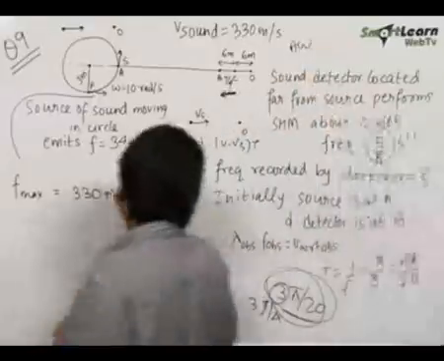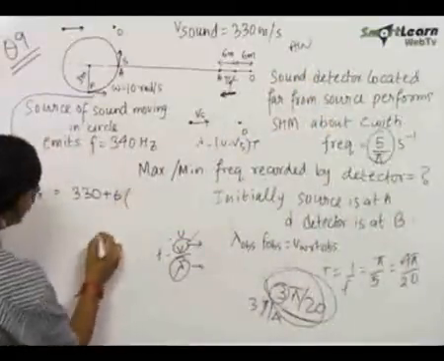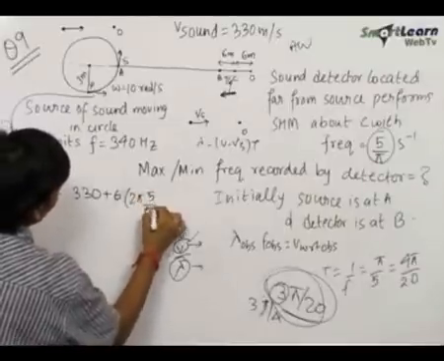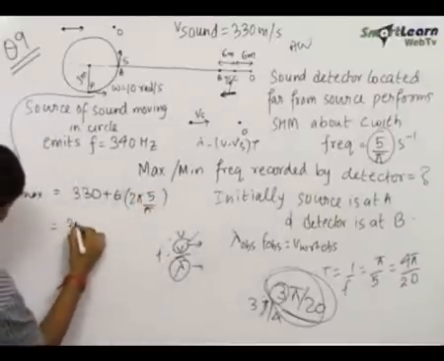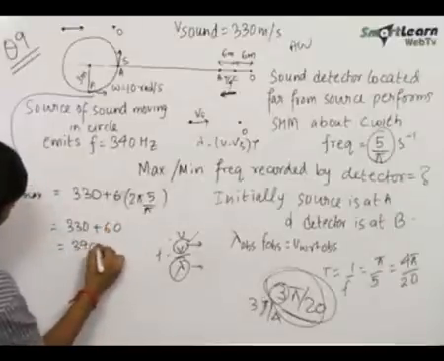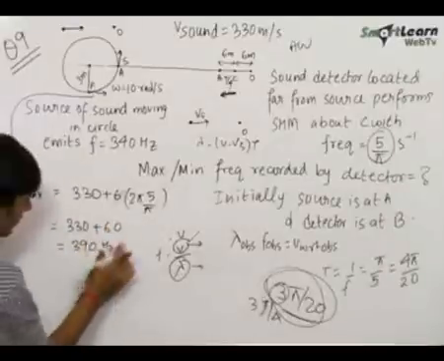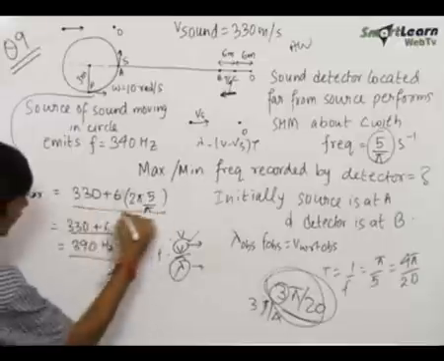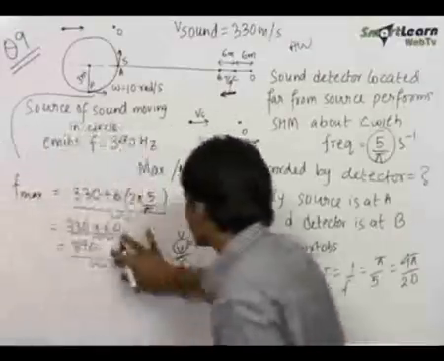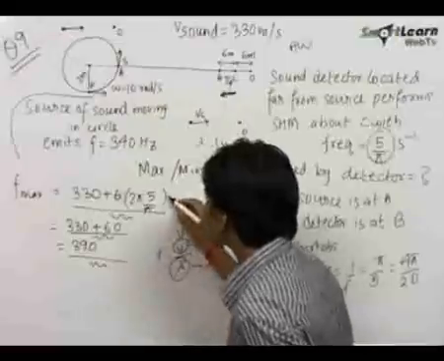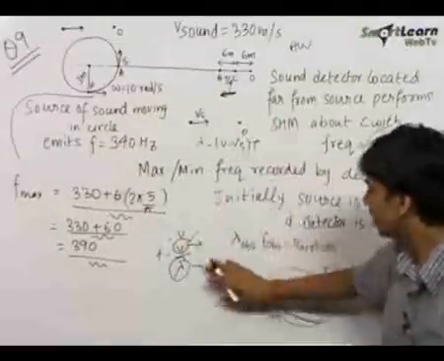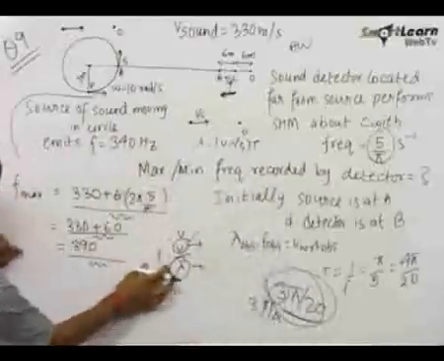So this comes out to be equal to 6 into omega, that is 2 pi f, that is 2 pi into 5 by pi. This comes out to be equal to 330 plus 60, that is equal to 390 upon, we have not yet calculated the denominator. Now this was the velocity of sound with respect to observer. Now we need to find out the wavelength with respect to observer.